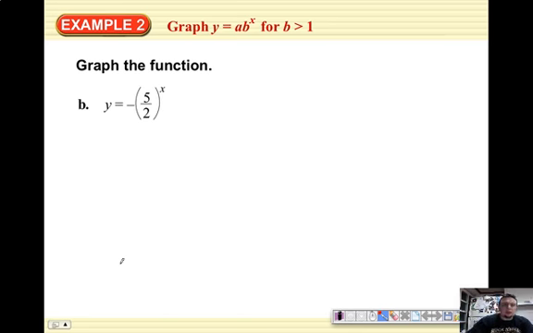Letter B though. Look at letter B. What's different here? Negative out front. So that's going to change something.